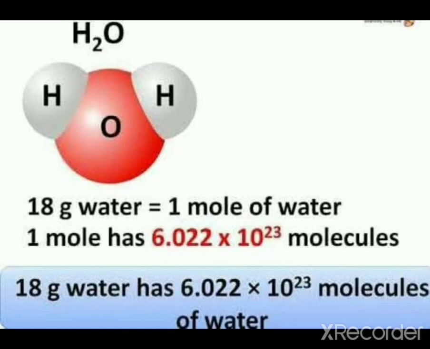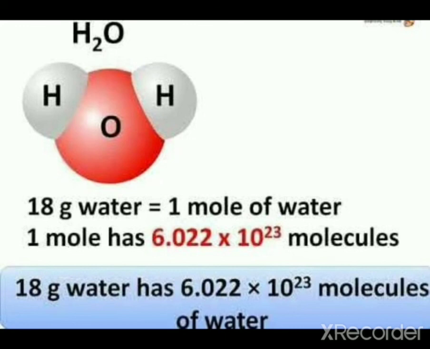What is meant by molar mass? It is the mass of 1 mole of a substance. So, 18 gram per mole is the mass of 1 mole of water. How many molecules are there in 1 mole of water? Avogadro number of molecules, that is 6.022 into 10 raised to 23 molecules. Therefore, 18 gram per mole is the mass of 6.022 into 10 raised to 23 molecules of water. Whereas, 18 U is the mass of 1 molecule of water.